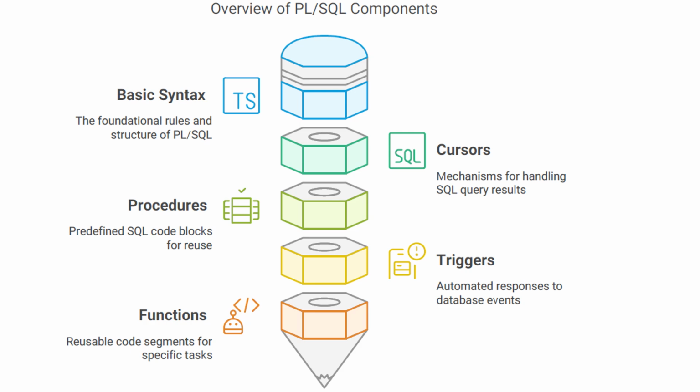Procedures are predefined SQL code blocks that can be reused again and again. Cursors are a mechanism for handling the SQL query result as a whole set. Functions are a reusable code segment for a specific task. Triggers are automated responses to database events. Now coming to the next slide.